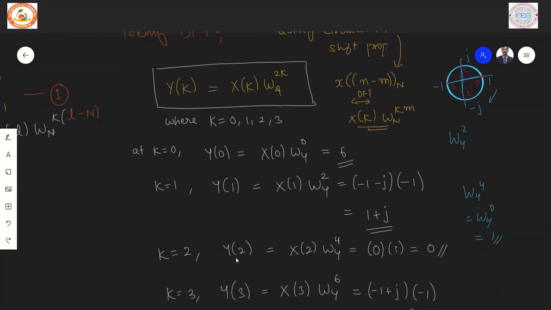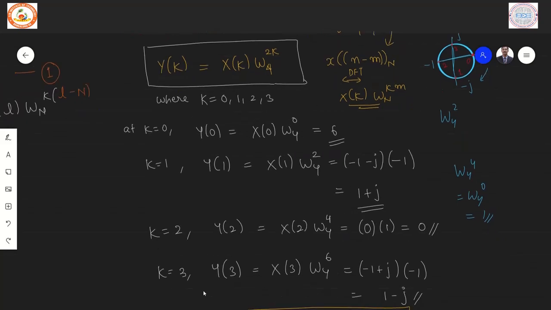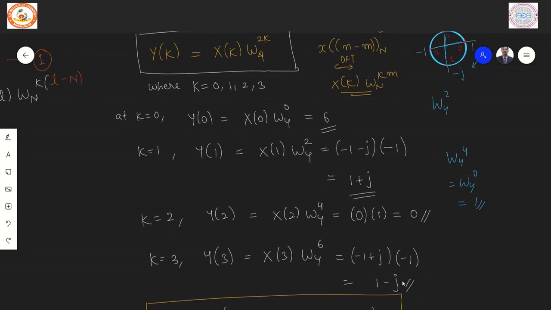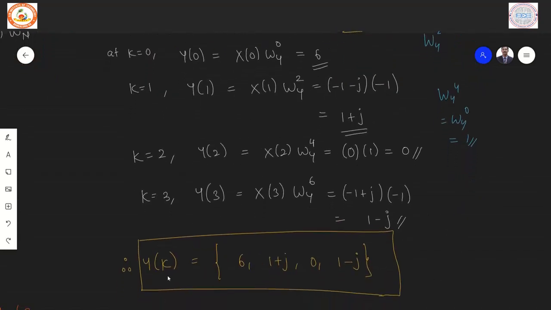When you put k equal to 2, y of 2 is equal to x of 2 into W4 to the power of 4, and substituting here yields the answer 0. And k equal to 3 is nothing but y of 3 equals x of 3 times W4 to the power of 6. Using the periodicity of the twiddle factor, we know the value W4 to the power of 6 is the same as W4 to the power of 2, and the answer we know is minus 1. So multiplying and simplifying, you get the answer 1 minus j, and we can list out the result: y of k, the first value is 6, the second value is 1 plus j, the third value is 0, and the fourth value is 1 minus j.